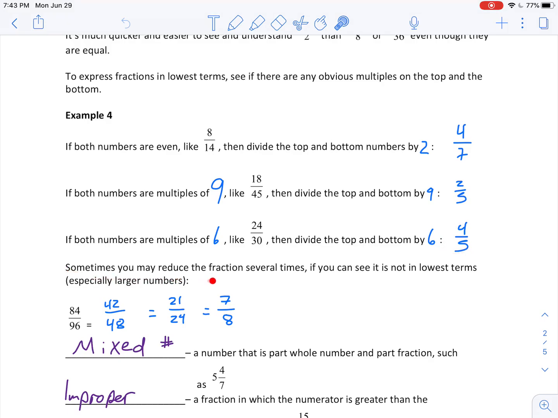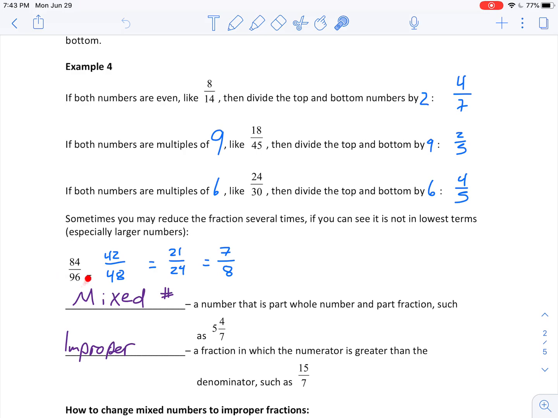Sometimes you may need to reduce the fractions several times if you can see it's not in lowest terms, right? So we have a big fraction here, 84 over 96.